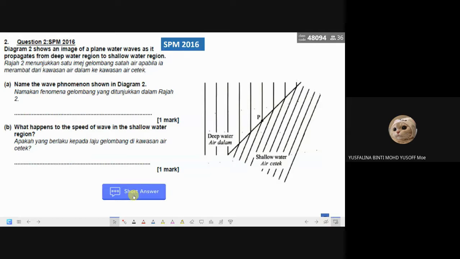For this one, you need to type your answer. It says here, name the wave phenomenon shown in diagram 2. And what happened to the speed of the wave in the shallow water region? There are 4 types of wave phenomenon. The first one, we already learned, is reflection. The second one is refraction, the one that we are learning now. Number 3 is diffraction, and number 4 is interference. So when they ask you about the wave phenomenon, this is the answer.